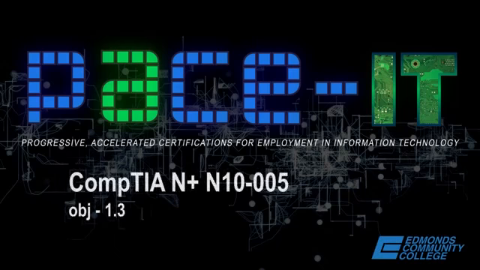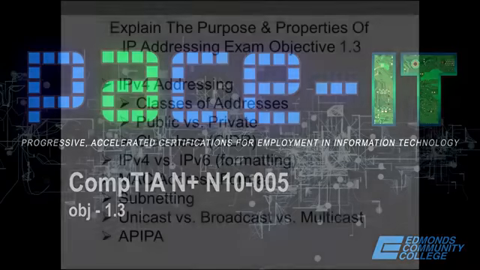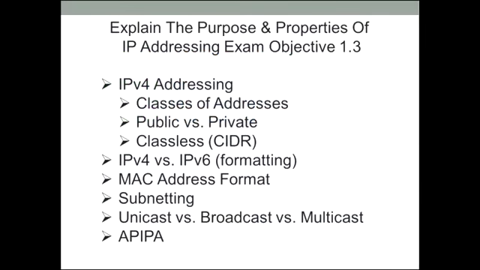So welcome to tonight's webinar for CIS 205. Tonight we will be covering CompTIA's Network Plus exam number N10-005. And tonight's topic is Objective 1.3. And that objective is to explain the purpose and properties of IP addressing.